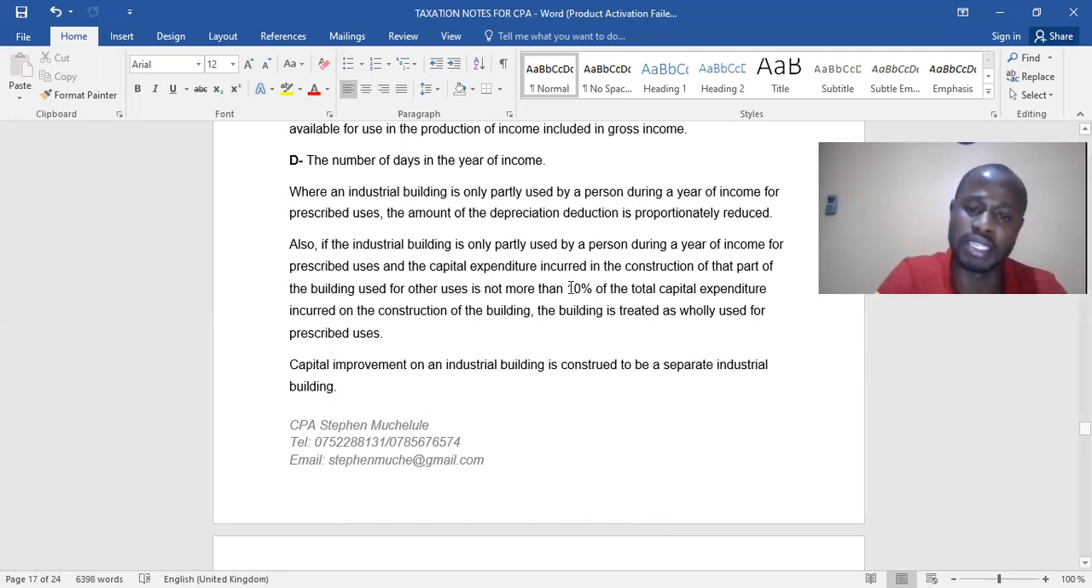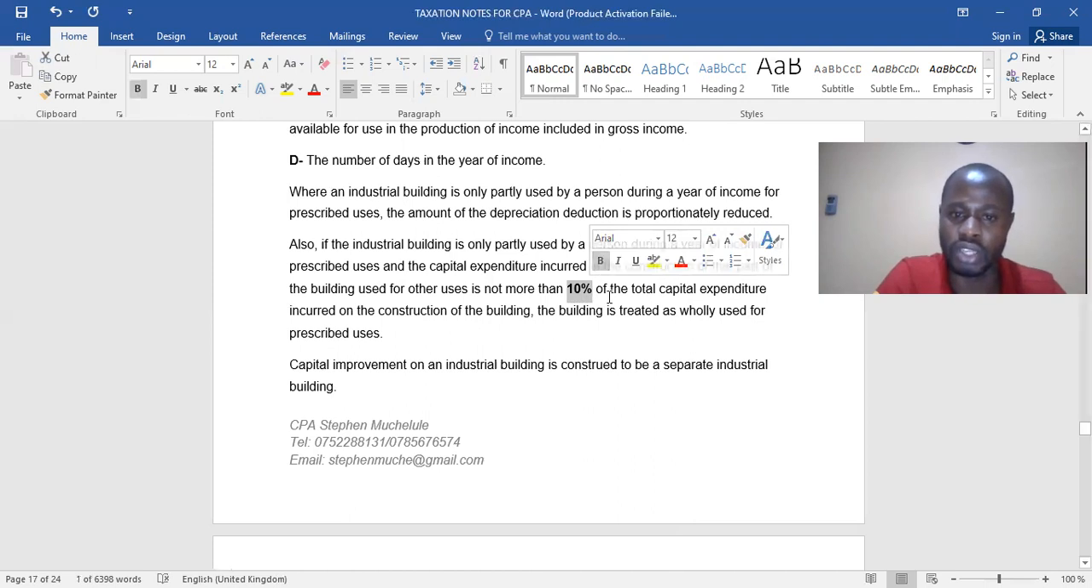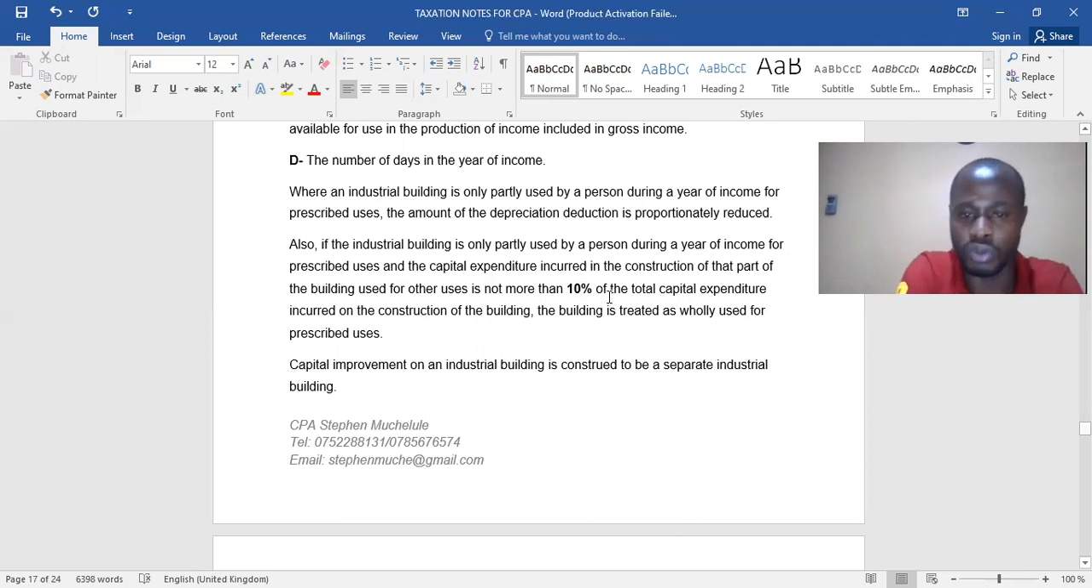So if the expenditure on that part of the building used for other uses is 10%, as you have said, you don't apportion. 10% and below you don't apportion. 11% you would apportion, so you would use the remaining balance of the percentage. That means it would be 90% or 80%, depending on the percentage you have been given for non-prescribed use.